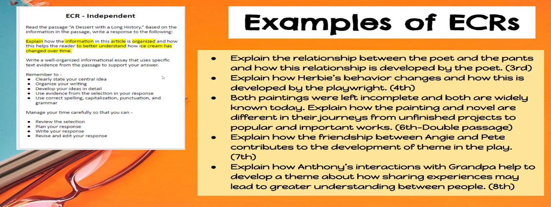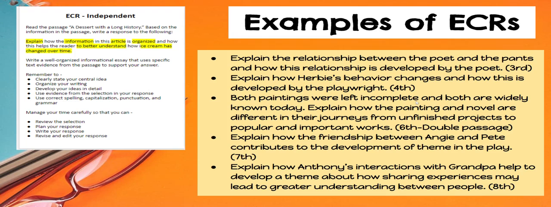So some examples of ECRs. Third grade had: explain the relationship between the poet and the pants and how this relationship is developed by the poet. So notice it really goes deep and is talking about how it's developed. When I create questions, I try to follow this format. Explain how Herbie's behavior changes and how this is developed by the playwright. So that's definitely a word that we need to teach, that the playwright, the author, the poet all mean the same thing. That one was for fourth grade.